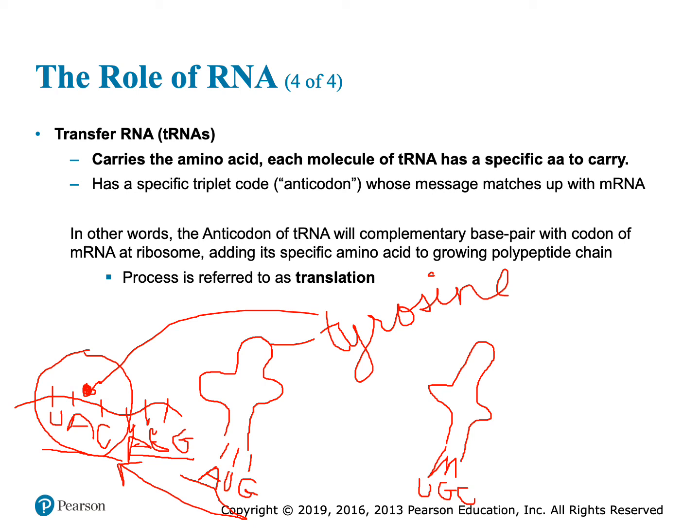So if I look for ACG in my chart, ACG is threonine. So this guy right here is going to be carrying threonine. And he's going to come and drop off that amino acid right here, threonine. So now we have a tyrosine and a threonine.